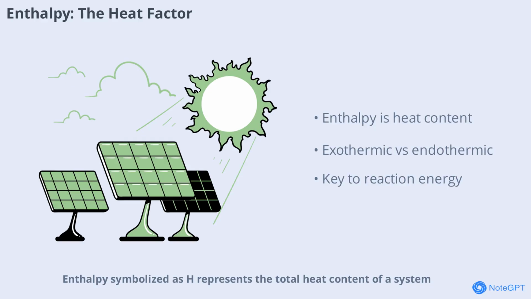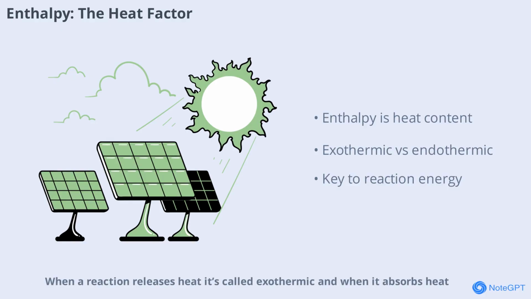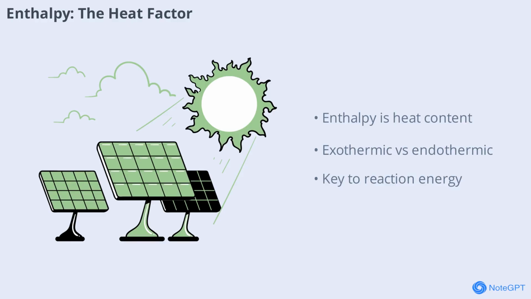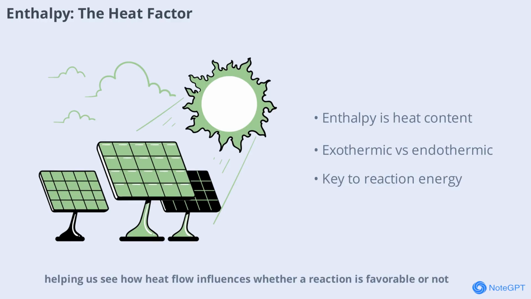Enthalpy, symbolized as H, represents the total heat content of a system. It's a measure of the energy stored within chemical bonds and is crucial for understanding how much energy is absorbed or released during a reaction. When a reaction releases heat, it's called exothermic, and when it absorbs heat, it's endothermic. Enthalpy changes are a key part of the Gibbs free energy equation, helping us see how heat flow influences whether a reaction is favorable or not.